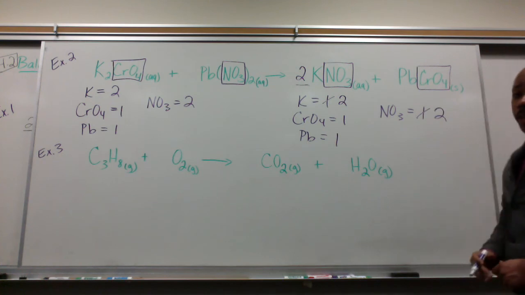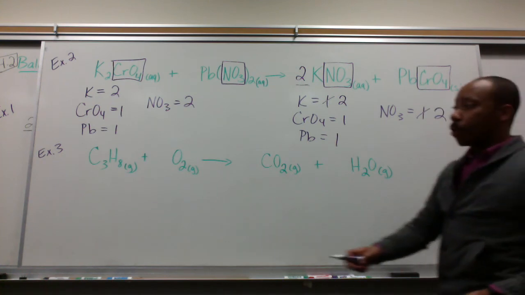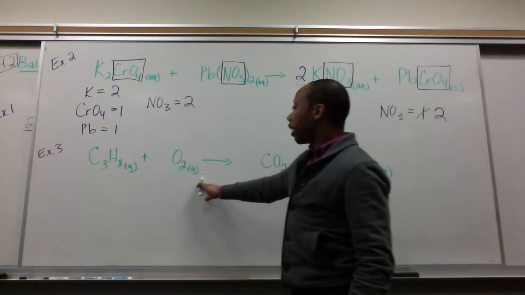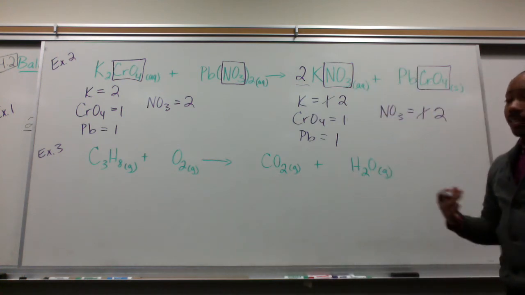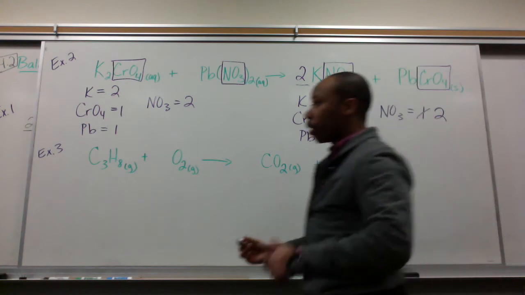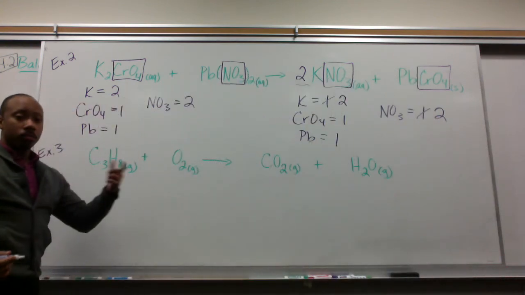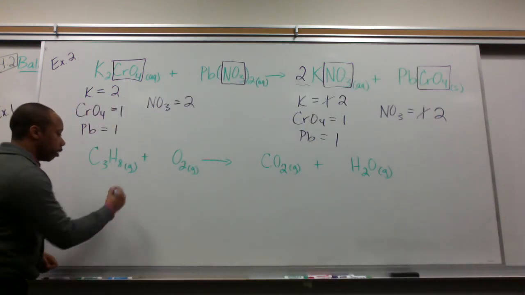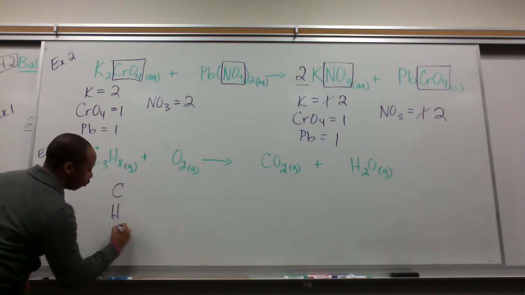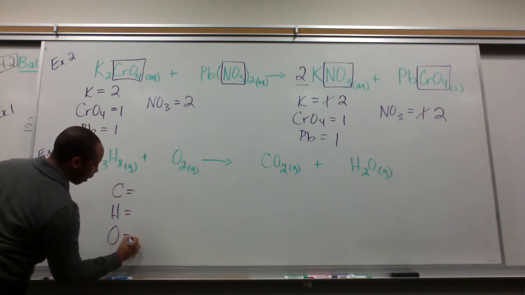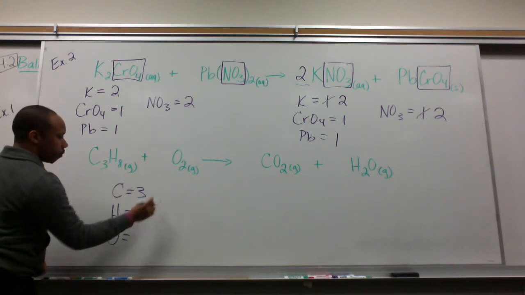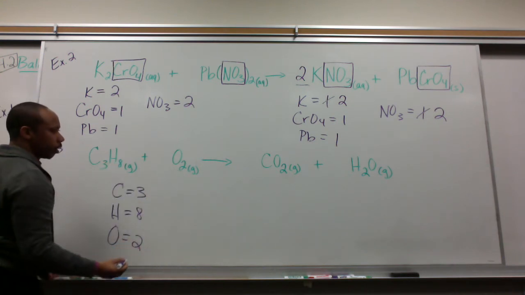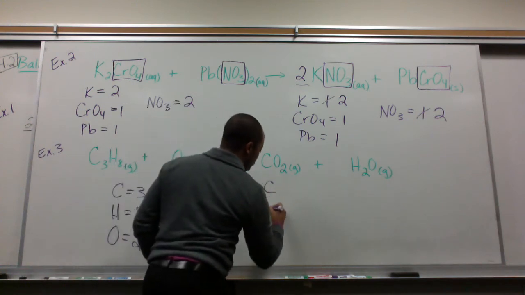This is an example of a combustion reaction. I have propane gas reacting with oxygen gas, yielding carbon dioxide gas and water vapor. Now, to start my balancing, I just list my atoms as always. I have carbon, hydrogen, and oxygen. For my carbons, I have 3. For my hydrogens, I have 8. For my oxygens, I have 2. Other side, carbons, hydrogens, and oxygen.